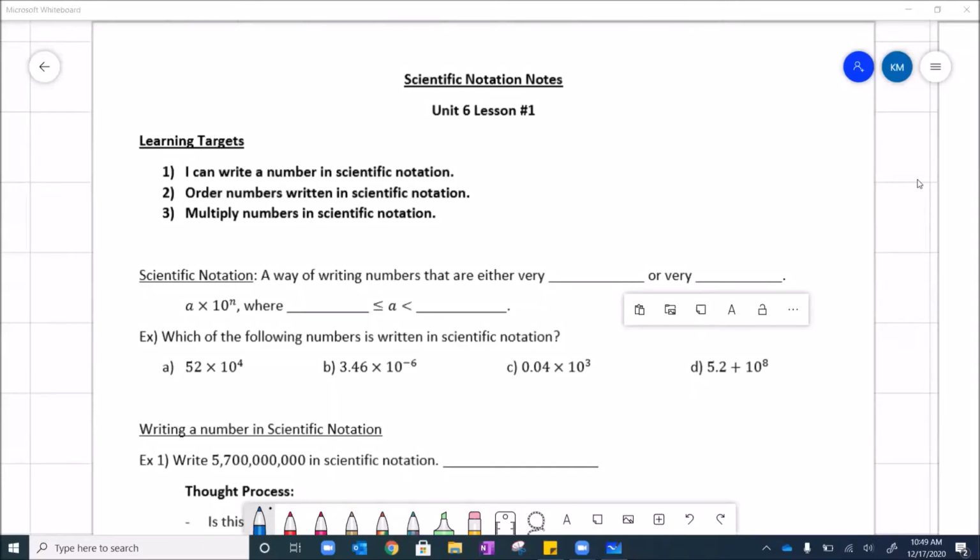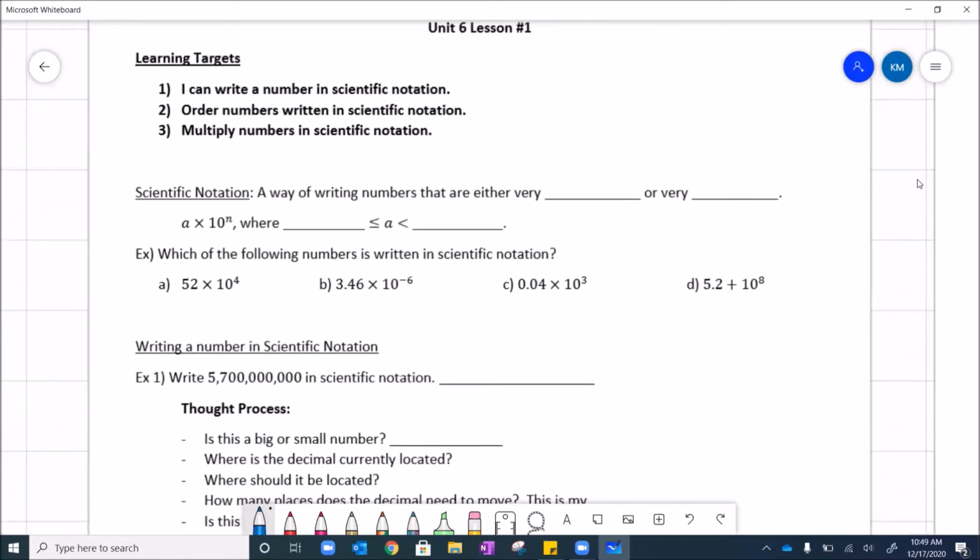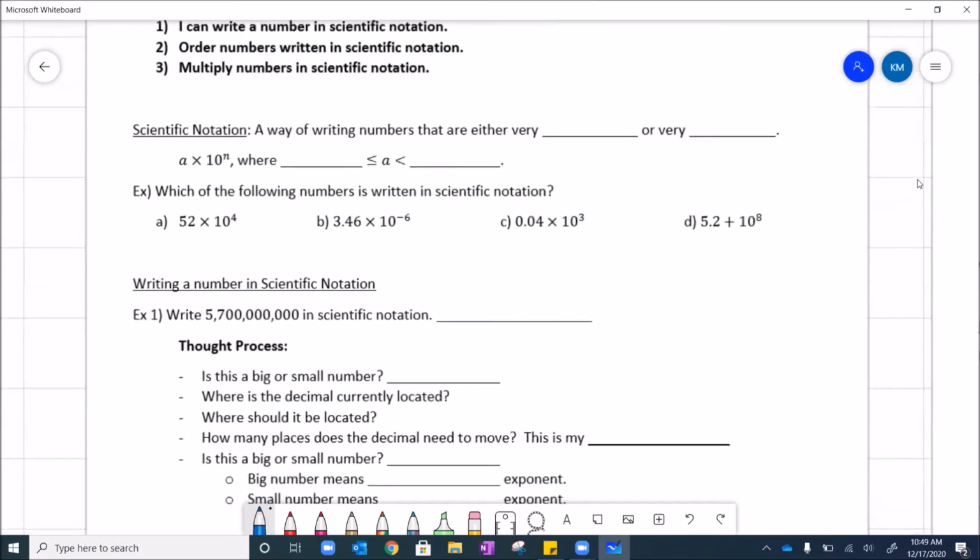Today we're going to look at scientific notation notes. At the end of this video, you should be able to write a number in scientific notation, order numbers written in scientific notation, and multiply numbers in scientific notation. Okay, you should be accustomed to scientific notation a little bit, if not from your science this year, then from science in the past. It is a way of writing numbers that are either very large or very small.